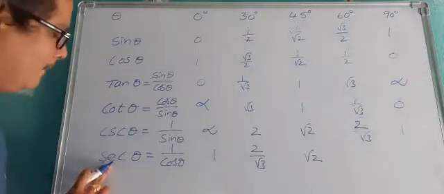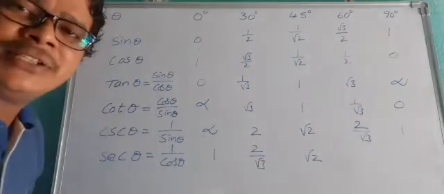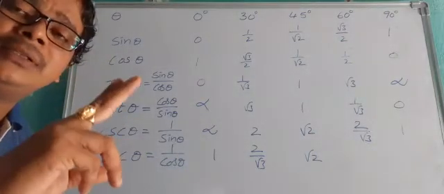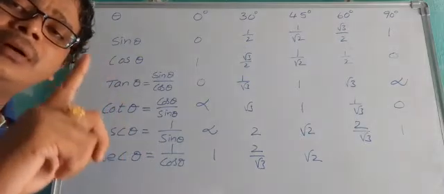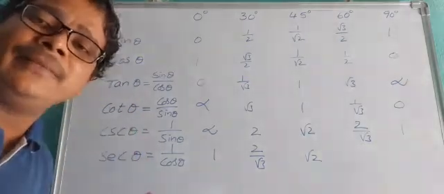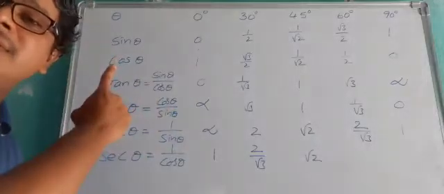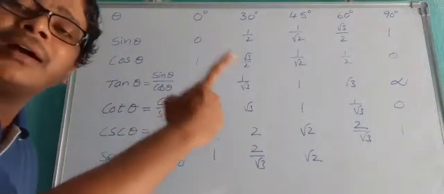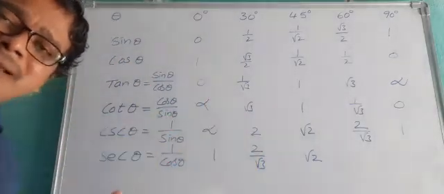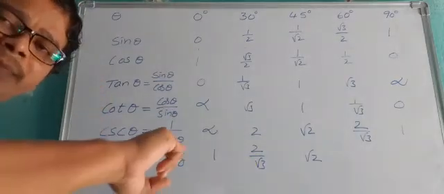And next one is secant 60. Secant 60 we don't know, but the reciprocal of cos 60 is known as secant 60. Cos 60 and sin 30 also same. Sin 30 1 by 2, cos 60 1 by 2. Their reciprocal is secant 60. That means 2 by 1, 2.